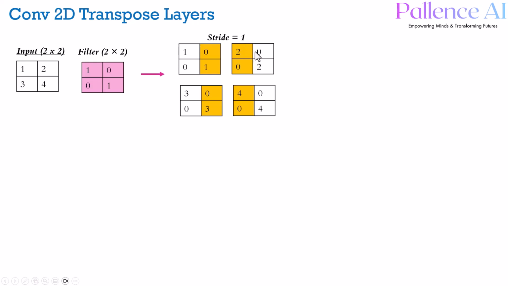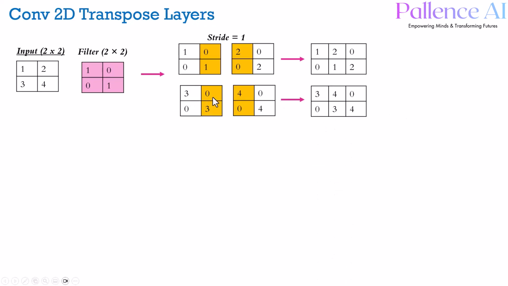So when you have stride equal to 1, if you look at this top row, whatever is colored in orange, you add them up. So you add 0 to 2, 1 to 0. Your output would be 1, 2 plus 0 is 2, 1 plus 0 is 1, and the final values are 1, 2, 0 and 0, 2. You do the same thing with the bottom cells: 3, 0 would be the same, 0 plus 4 is 4, 3 plus 0 is 3, so 3, 0, 4.